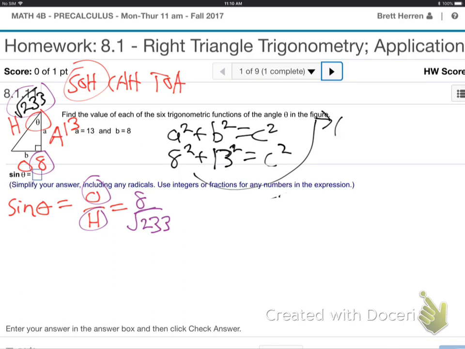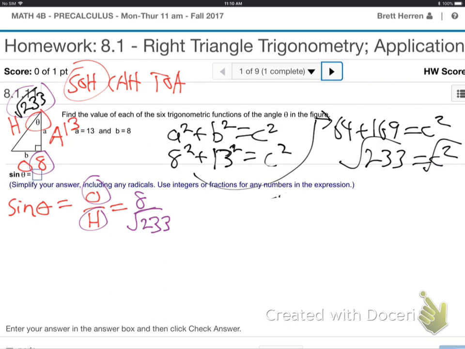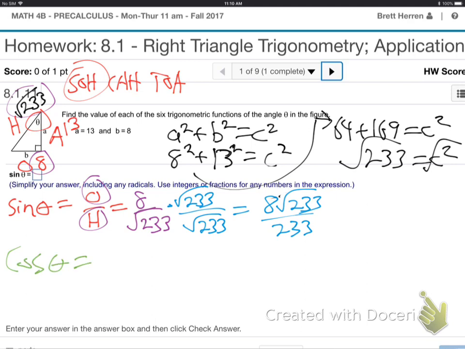So that was 64 plus 169, 233, root it. Okay, anyway, so multiply top and bottom by root 233. And you get 8 root 233 over plain 233. So there's sine. Let's find cosine. What's the cosine of theta? Yeah, adjacent over hypotenuse, right? Adjacent is the 13, over the hypotenuse, root 233.